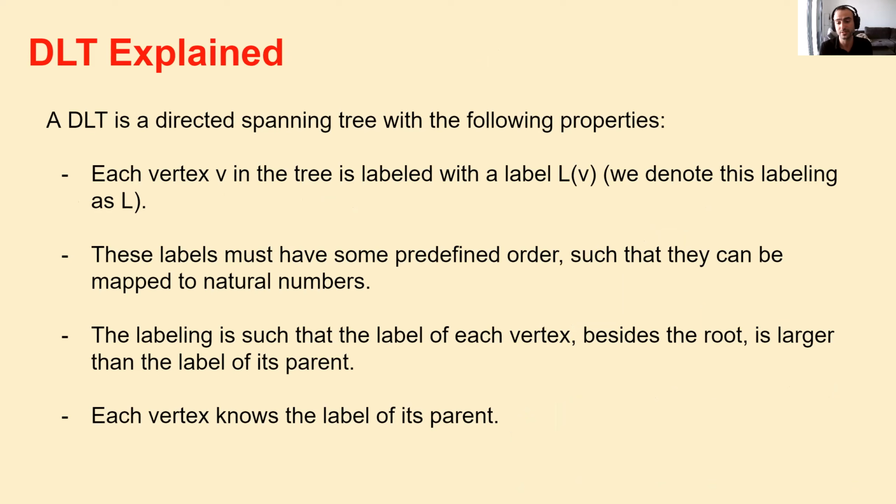It is actually simply a directed spanning tree which has a labeling. Each vertex has a label, and each vertex has a label greater than the label of its parent. Not only that, each vertex knows the label of its parent, which sounds quite easy to achieve in a normal distributed setting, but not in the sleeping model, where it is not necessarily easy to pass information from one node to another, because we need them both to be awake at the same time for the message to transfer.